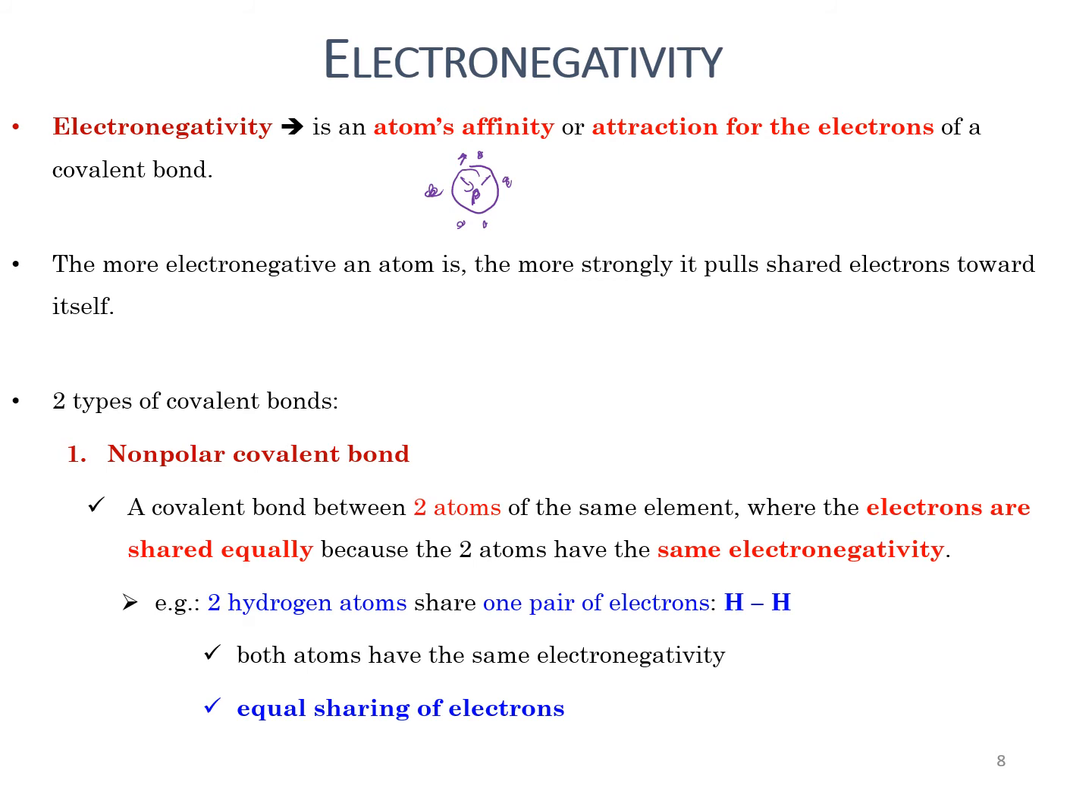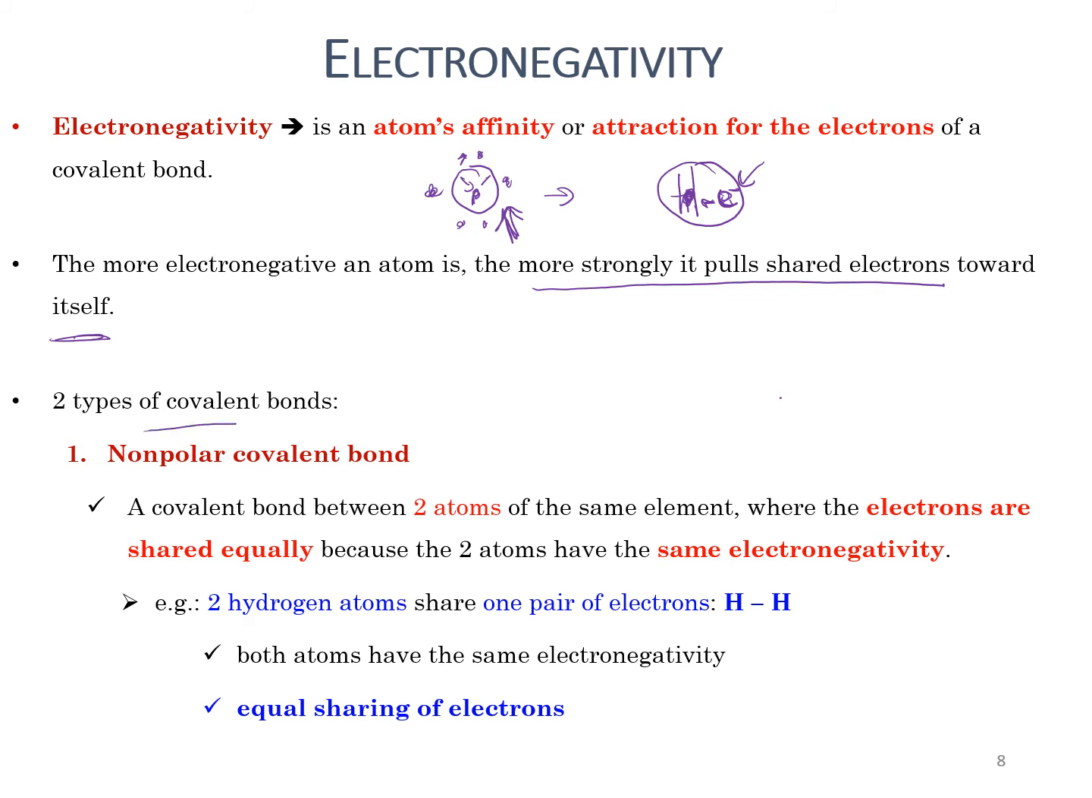Compared to, for example, the hydrogen atom. The hydrogen atom has one valence electron. So this one valence electron within the hydrogen atom will be attracted to its proton. So the hydrogen atom will be less electronegative compared to the oxygen atom. The more electronegative an atom is, the more strongly it pulls shared electrons towards itself. So oxygen will pull electrons more toward itself.